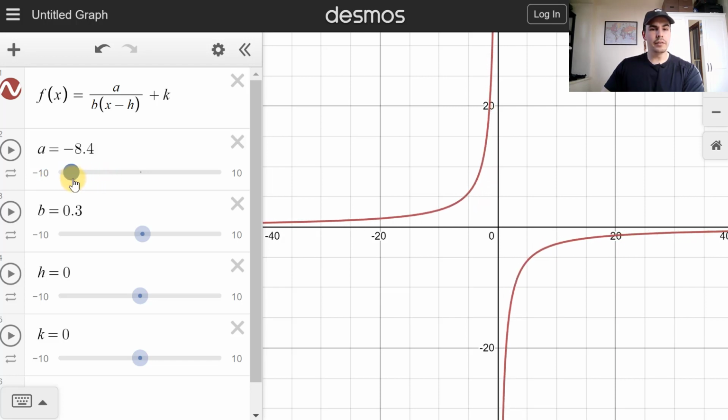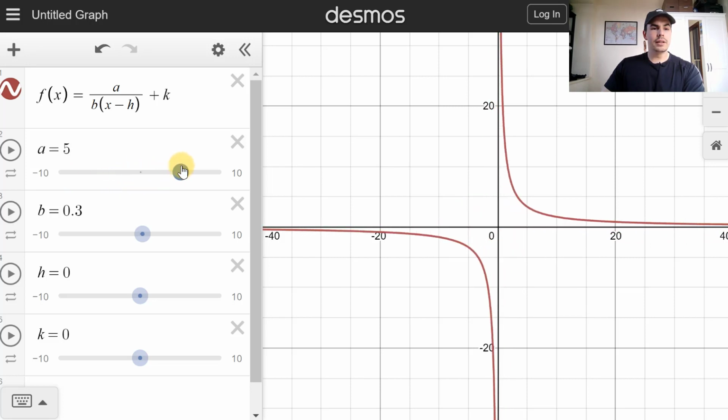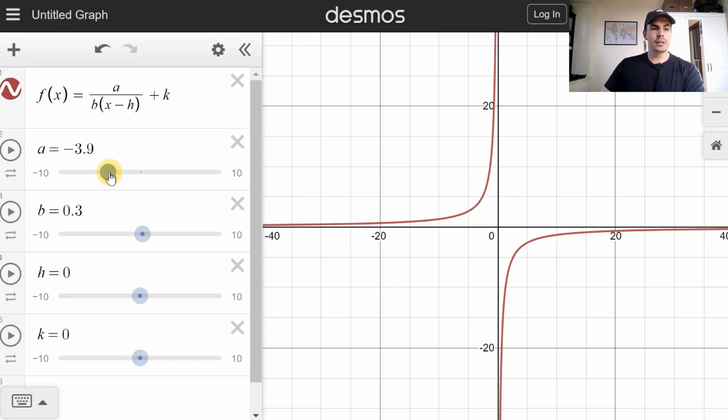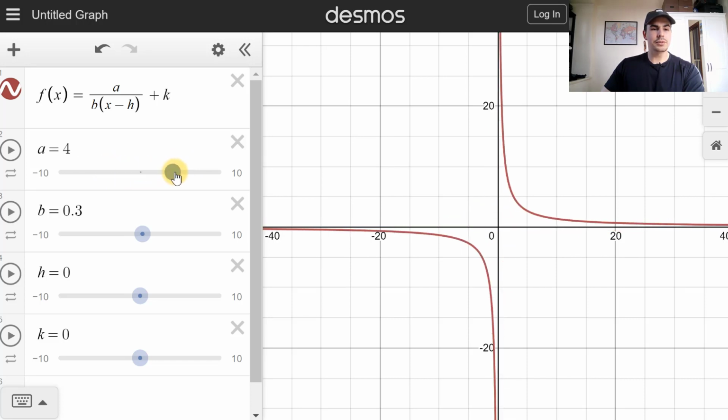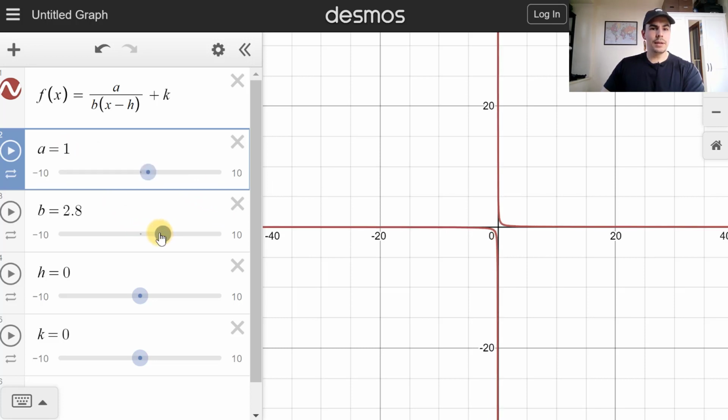So the absolute value of A gives me my stretch or compression, and the sign of A, whether it is less than or greater than 0, tells me if I have an x-axis reflection or not. So that's A. Let's take a look at B. Now B looks like it's doing something very similar here. The difference between A and B is that B is right next to x, and x runs horizontally, right? That's our horizontal axis. So B is going to stretch or compress horizontally.